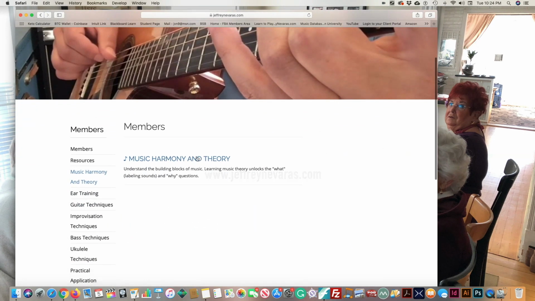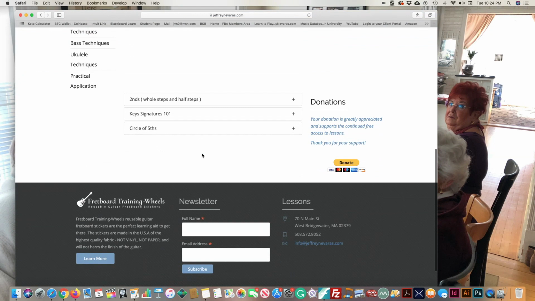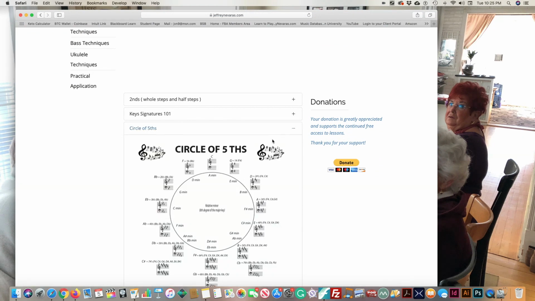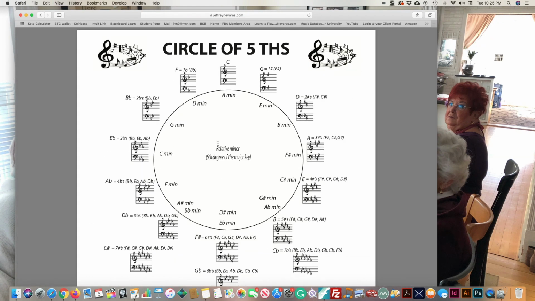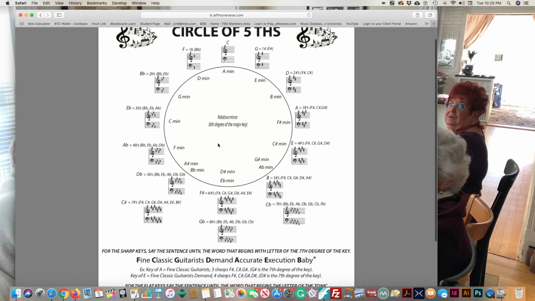If I click on Music, Harmony, and Theory, right now I have 3 lessons: seconds, key signatures, and circle of fifths. The key signatures and the circle of fifths are tied together. They are the same thing, just looking at it from a different perspective. So here's the downloadable PDF.